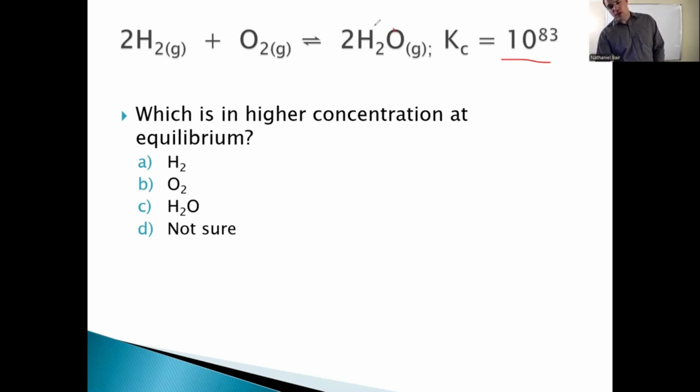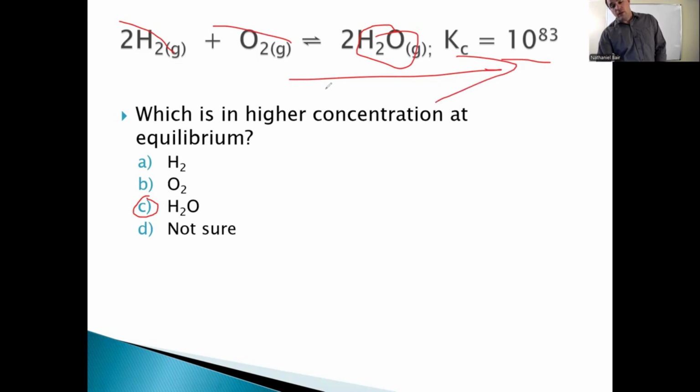So the highest concentration is going to be the H2O, which was letter C. There would be like no reactant left. This is going to go all the way to the right, and it's going to heavily favor the product side. Cool.